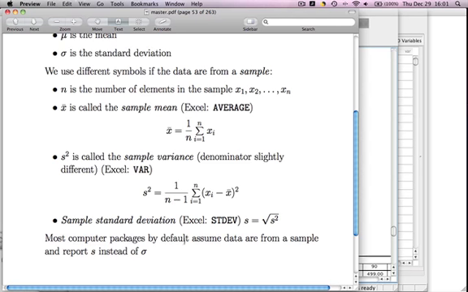Most computer packages are going to report S rather than sigma. That includes SPSS and Excel. If you use the stdev function in Excel, you're going to get S rather than sigma.